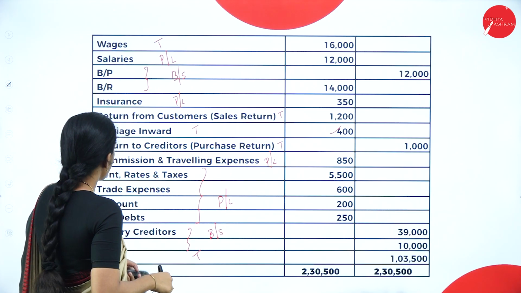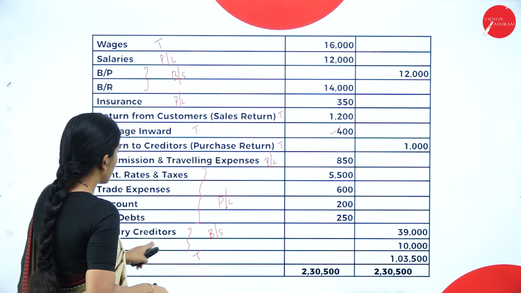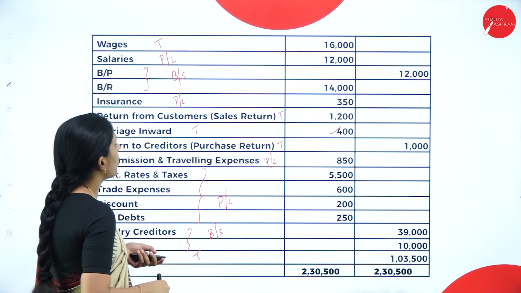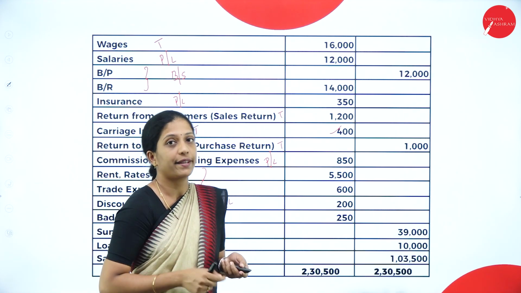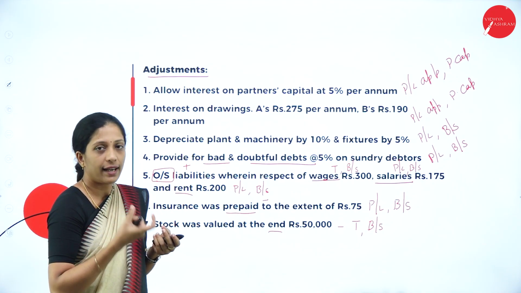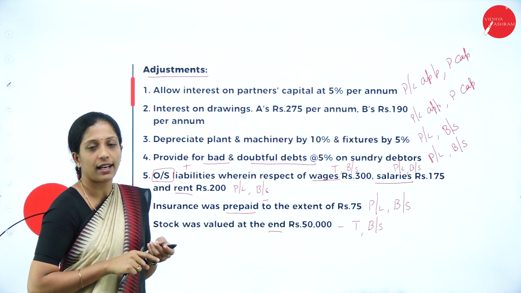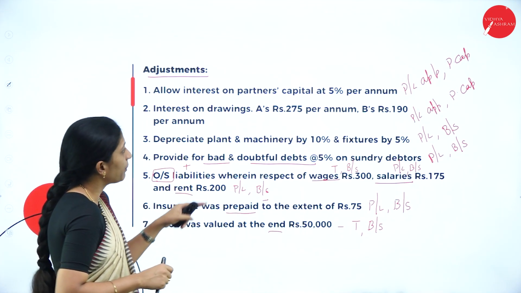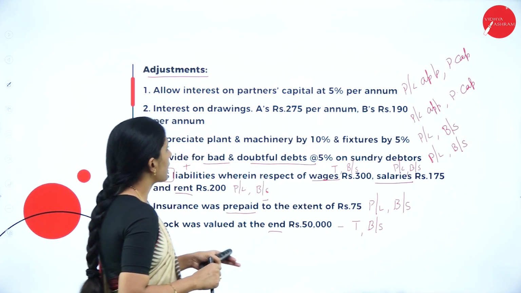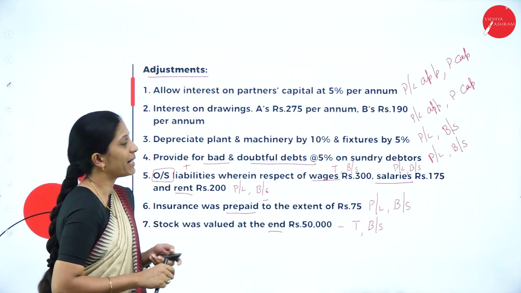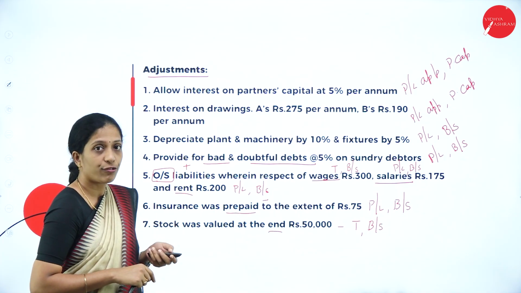Next, after bad debts, we have sundry creditors, which is in the balance sheet, and sales, done. We have recorded a few of the items that have to be recorded in your P&L account. Now let us see the adjustments, whichever have to be recorded in the P&L account. Interest on capital does not come here, and even interest on drawings does not come here. You have to take the depreciation: depreciation on plant and machinery by 10% and fixtures by 5%.